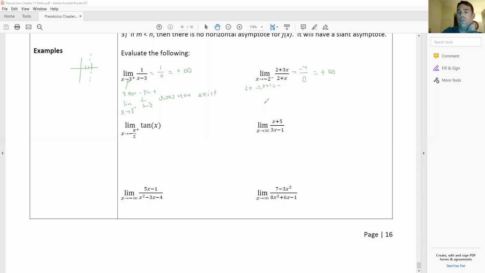So sometimes it helps, when you're looking at an infinity, to try to figure out if it's positive or negative infinity. Try to think of it as a number that's relatively small or relatively big. And again, since it goes to infinity, I have to add on that it does not exist.